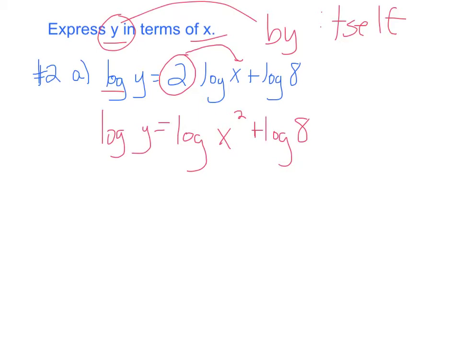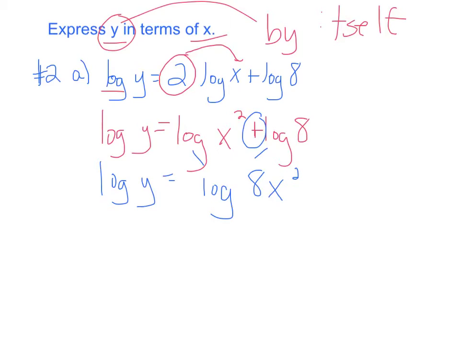Let's see here. Here I've got a plus sign. What does that tell me I can do with the right side? That tells me I can turn 2 logs into 1 log. So this really says the log of, do you subtract or do you multiply or divide x squared and 8? That's right, you multiply x squared and 8. So now it says the log of y equals the log of 8x squared.